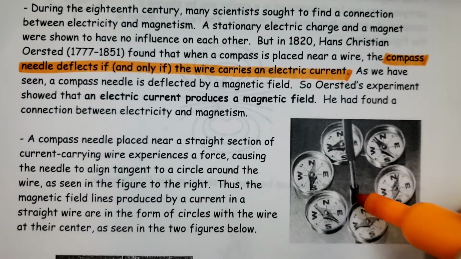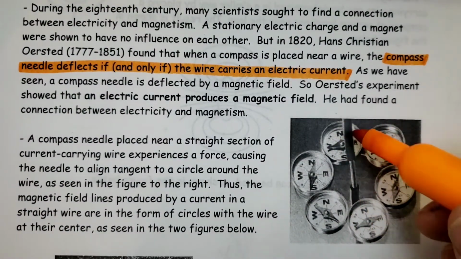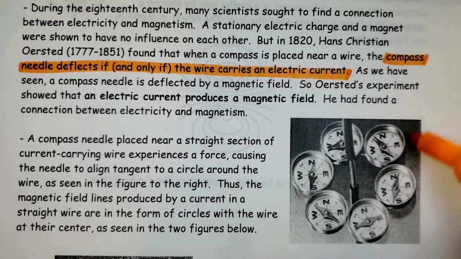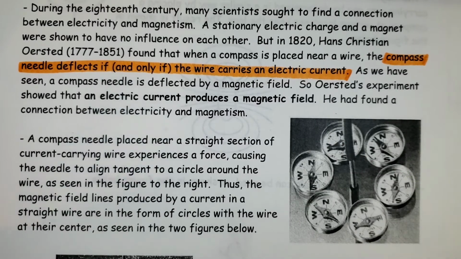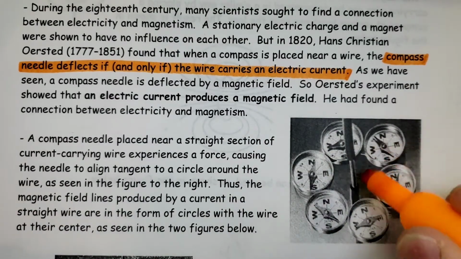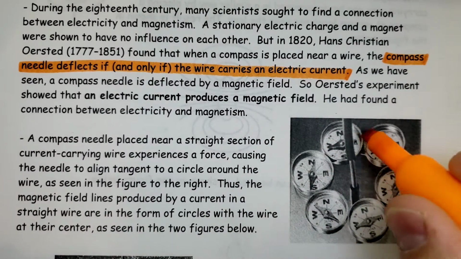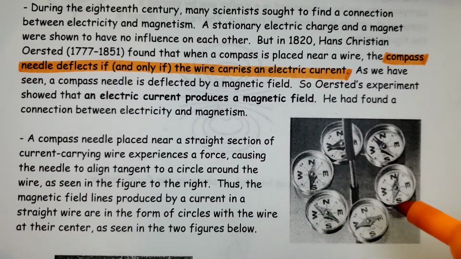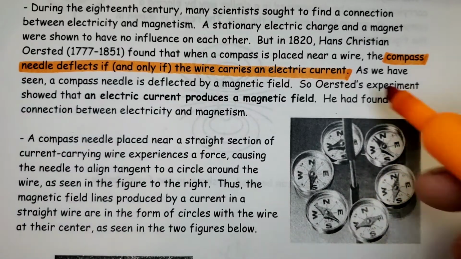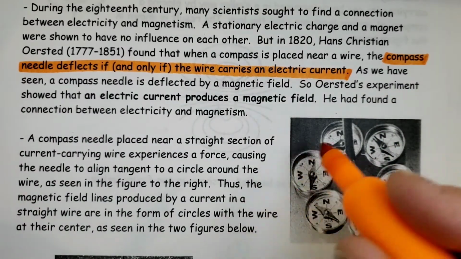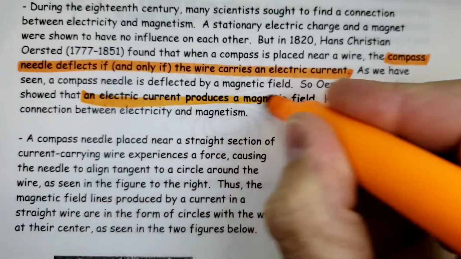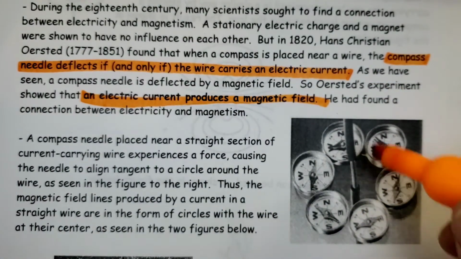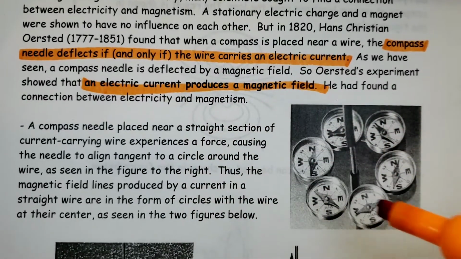Just like over here. So here we have a wire kind of coming out of the page three-dimensionally. If there was no current going through it, these compasses would just point towards the North Pole of the Earth. But once you have the current going, you can see they all point in a circle shape around that wire. So Ørsted's experiment showed that an electric current must produce a magnetic field, which is affecting these compasses around that wire. He found a connection between electricity and magnetism.